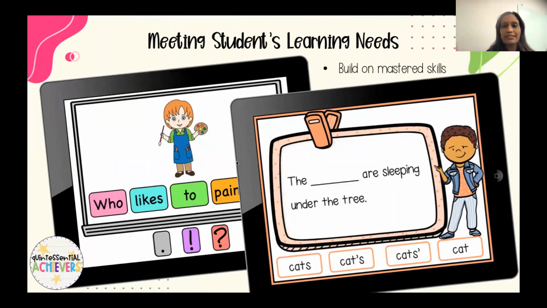And also, like I said before, you can also use it to build on skills they've already mastered. So for example, when we're doing punctuation, I might start off with a Boom card activity about just the end punctuation, so just periods, exclamation marks, and question marks. And then as they master those, I might build on those skills and add a Boom card about how to use apostrophes. That way you can just keep building on, so you can really meet the students' learning needs using Boom cards.